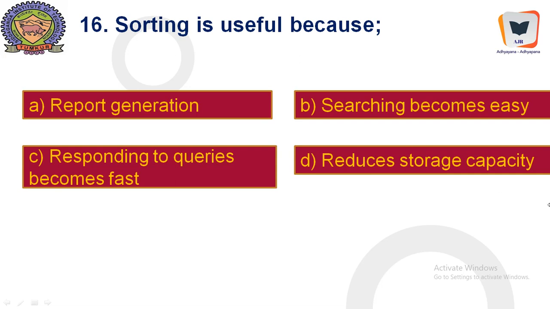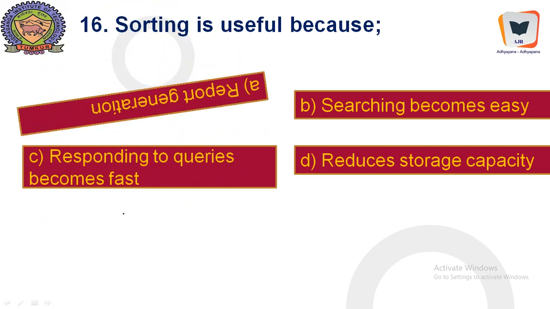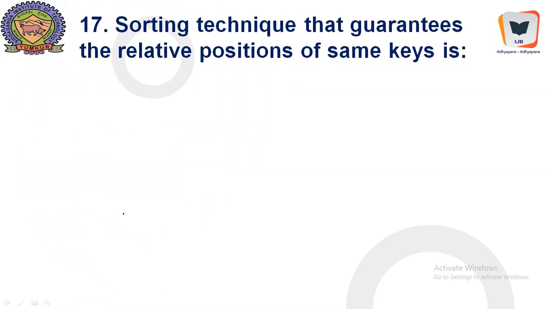Reduces storage capacity. Of course, storage capacity has nothing to do with sorting algorithms. Therefore, responding to queries becomes fast. If we are asked to find some kind of an explanation for a particular key, and if the position of the key is known for us, or it's very easy for us to find out the position of the key, we can answer any query pertaining to that particular key. Therefore, A, C, and B are the correct answers.